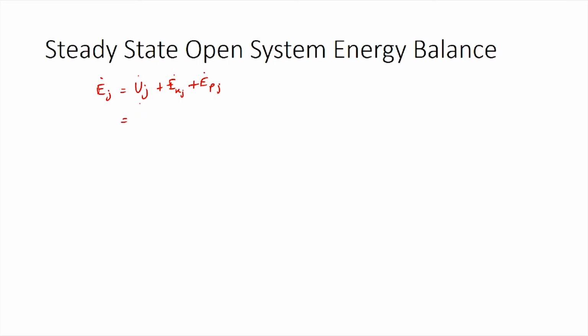Now, converting them to specific internal energy, kinetic energy and potential energy, this equation will become m dot times (U j cap plus u squared divided by 2 plus g z j), where U cap is the specific internal energy, u j is the velocity of component j and z j is the height at which the component j is present. So, this is your total energy of the component j.